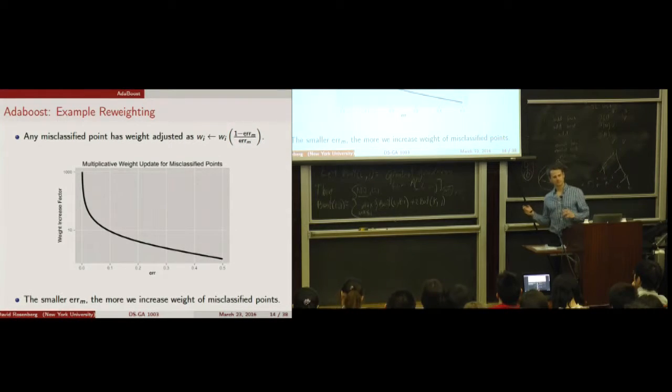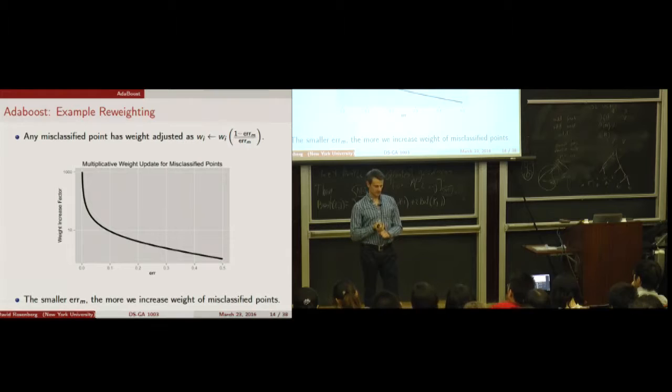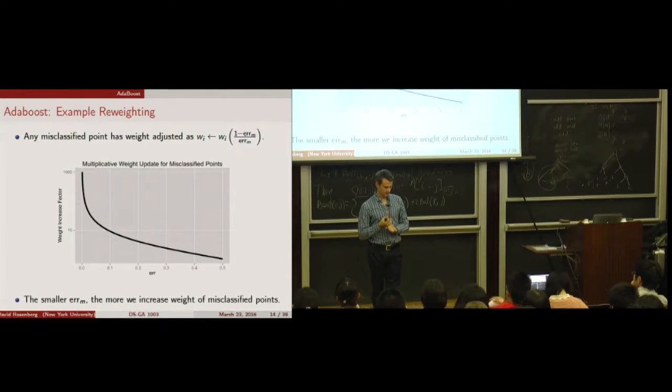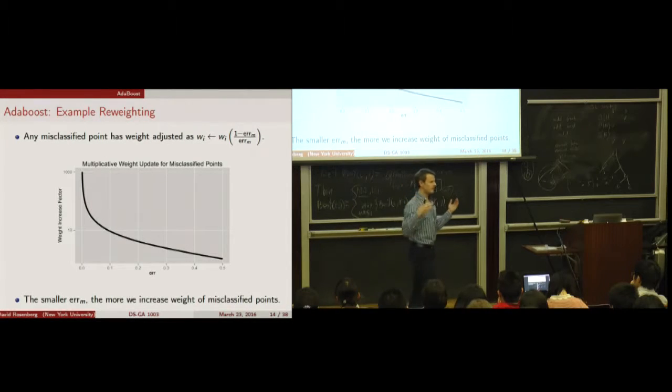So interpretation? Let's do a little bit of a recap. Every example that's misclassified in a particular round has its weight rescaled. Is it increased or decreased? Increased, good. And everything is rescaled by the same amount. They still end up at different values because they started at different values, but the factor you increase them all by is the same.